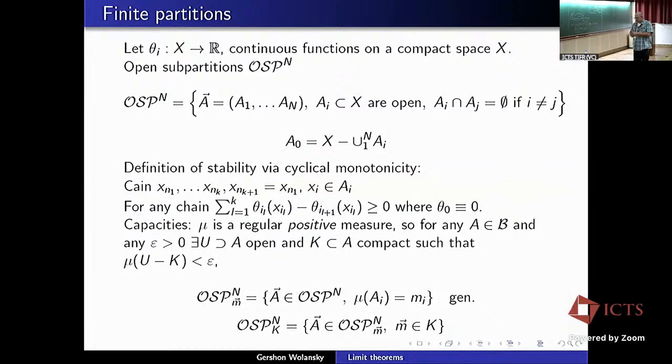And then we look for the set of open partitions subject to M. M is a vector, M1 to Mn, of non-negative numbers. So this is a set of open partitions. Each AI has a measure Mi by mu. More generally, we can think about some compact set K in Rn plus, and the open subpartitions with respect to K will be all open subpartitions with M distribution in K.